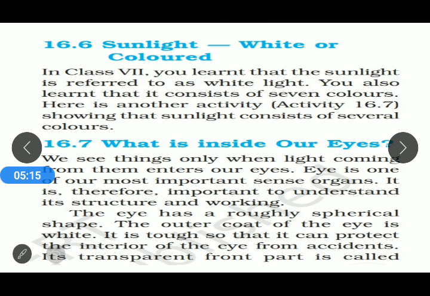So we have already discussed whether sunlight is white or colored. We will say that the sunlight is colored. It is a mixture of 7 colors, which we call VIBGYOR.